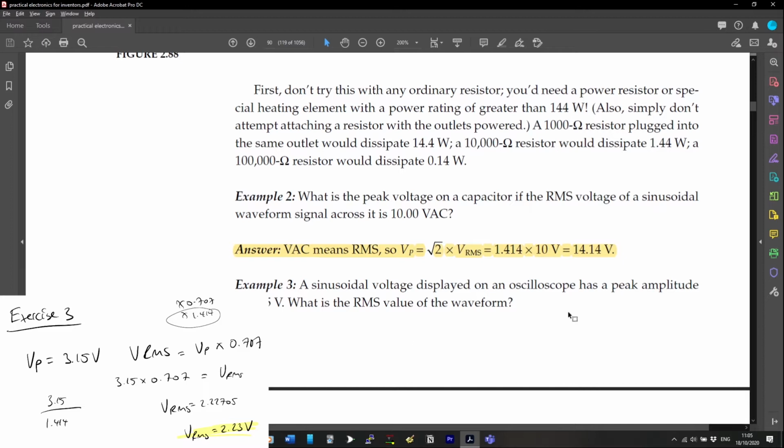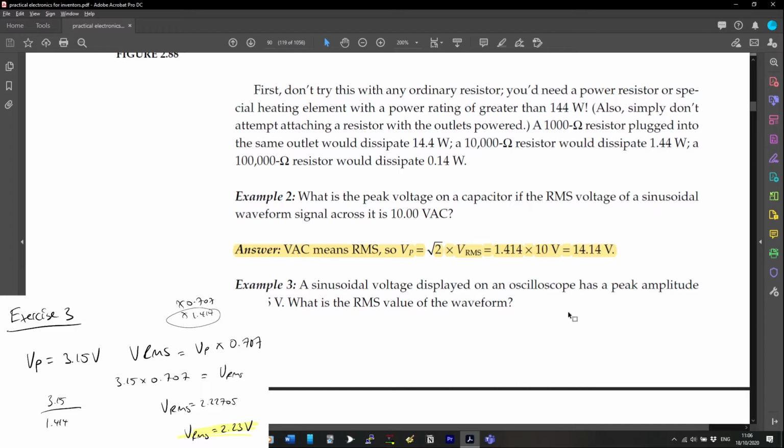We times by 1.414 when we got voltage peak to find the voltage peak. But to go the other way, I'm pretty sure we times by, yeah, there we go. So to find voltage RMS, we do 0.707 times the voltage peak. 0.707. What did I write? 0.717. Okay, I was close. Not too shabby, huh? So 0.707.